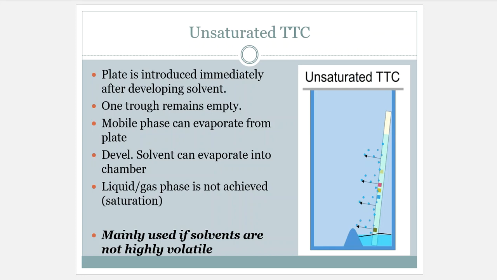Now, why do we use this? Well, we're going to use it mainly if the solvents in our developing solvent are not highly volatile. If we know that these components are not going to evaporate, if we know that they're not going to change over a course of time, then why do you want to waste 20 minutes for the chamber to get saturated with gas phase when it's not going to be making a big gas phase in the first place? That doesn't make any sense. We want to process samples a little bit faster. And the way that we do this is to use an unsaturated version.